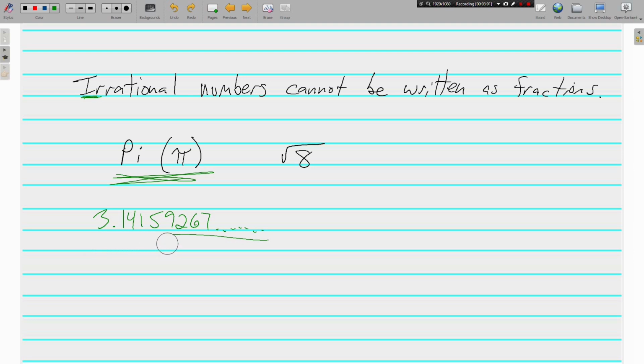And then we have the square root of something like 8. 8 is a non-perfect square because there is nothing times itself that equals 8. So the square root of 8 is also an irrational number. We cannot simplify it and write it as a fraction.